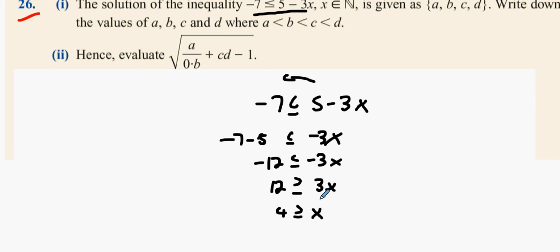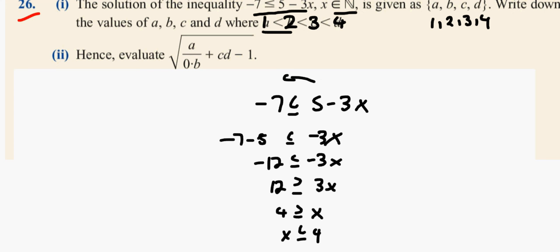What's another way of presenting that? You can spin it around. What happens when you spin it around? x is less than or equal to 4. All right, have a question for you. What are all the numbers less than 4 that are an element of N? 1, 2, 3, and 4. So does everybody see the answer? A is 1, B is 2, C is 3, and D is 4, because it specifies that A has to be smaller than B. So 1 is smaller than 2, 2 is smaller than 3, and 3 is smaller than 4.